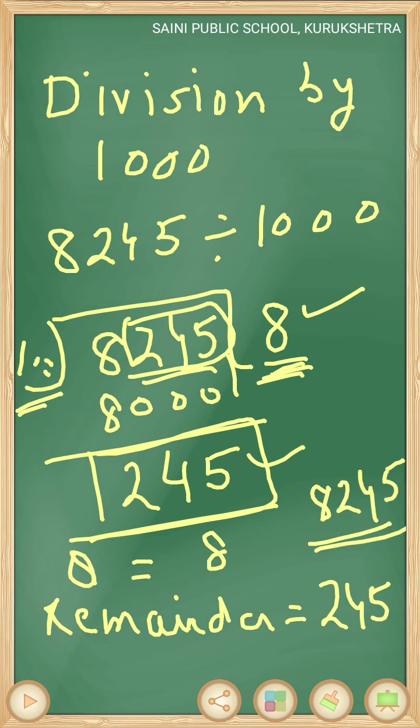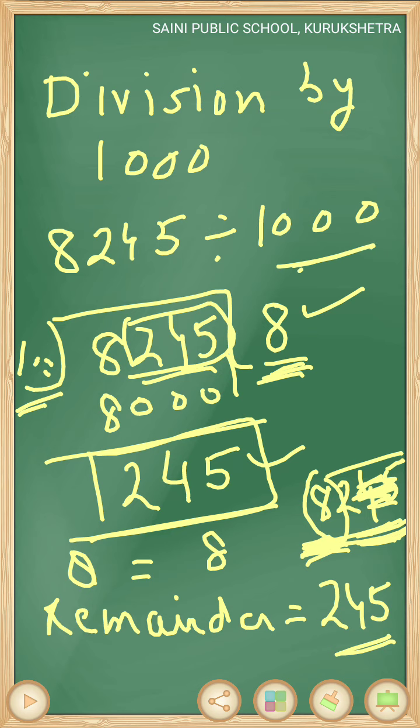The number was 8, 2, 4 and 5, a 4 digit number. The first digit was the quotient and the last three digits are the remainder. It means while dividing a number by 1000, the last three digits will be the remainder and the first digit will be the quotient, meaning the quotient is obtained by removing the last three digits from the number. So you can see division by 10, 100 and 1000 by counting their zeros.